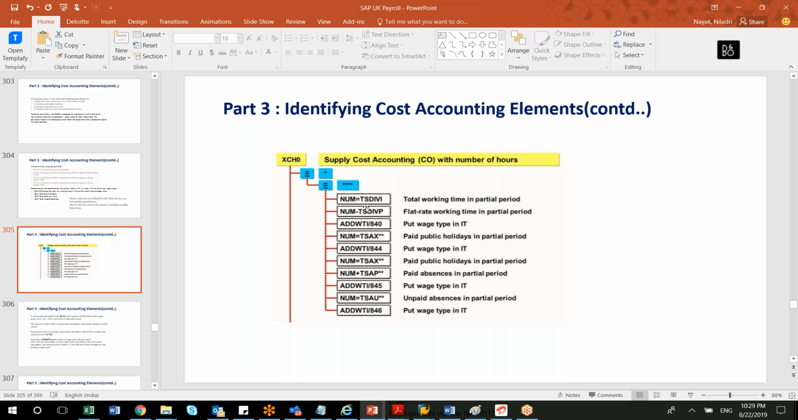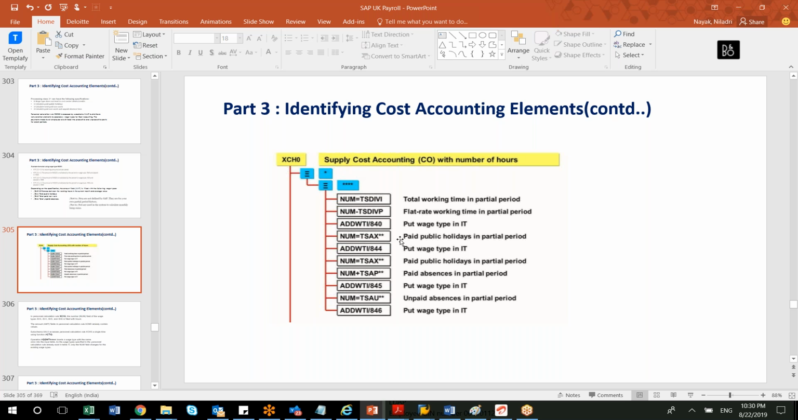If you go inside, first it will calculate the total working time. It checks the first line of this schema, the total working time in a partial period. Then it checks the flat rate working time, which is on actual how many hours you have directly worked. Even if your planned working time is say 9 hours, it will calculate how much you really worked in that particular period. Then it will put that wage type. All these are daily calculations, and at the end of the month it will accumulate.